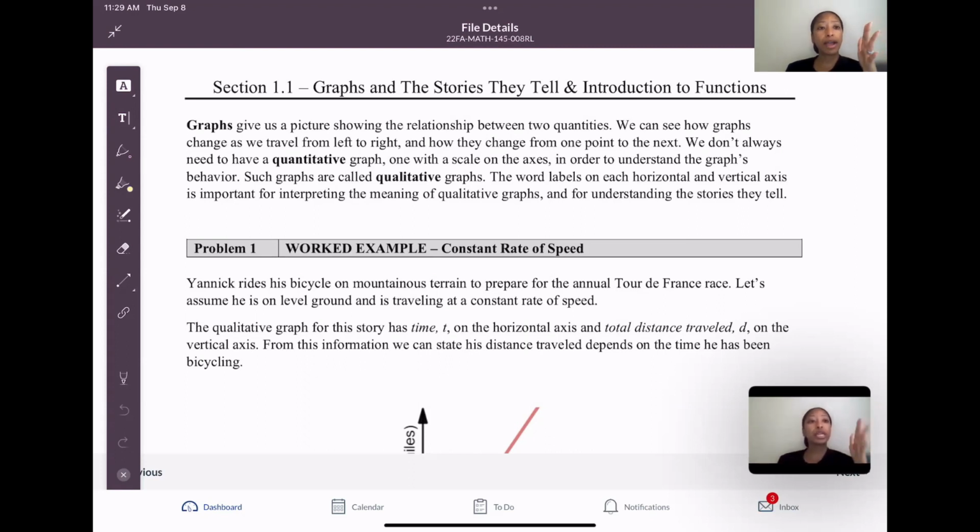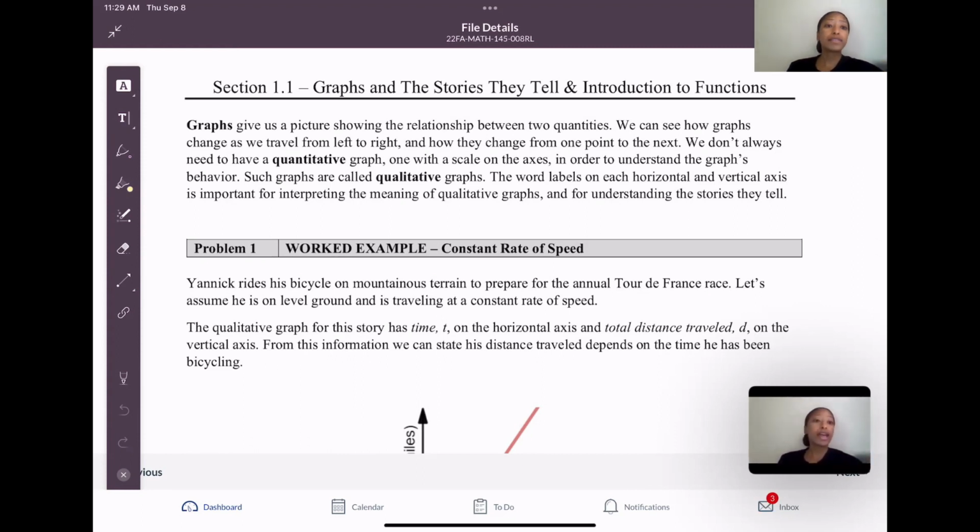So when you look at a graph, we want to look at, well, what does the graph actually look like? Is it increasing? Is it decreasing? What does that mean? Are there labels on the graph? What do the labels tell us? And then how can we take those labels and the shape of the graph to come up with a story that's being told? Okay, that's what the first couple of examples tell us.